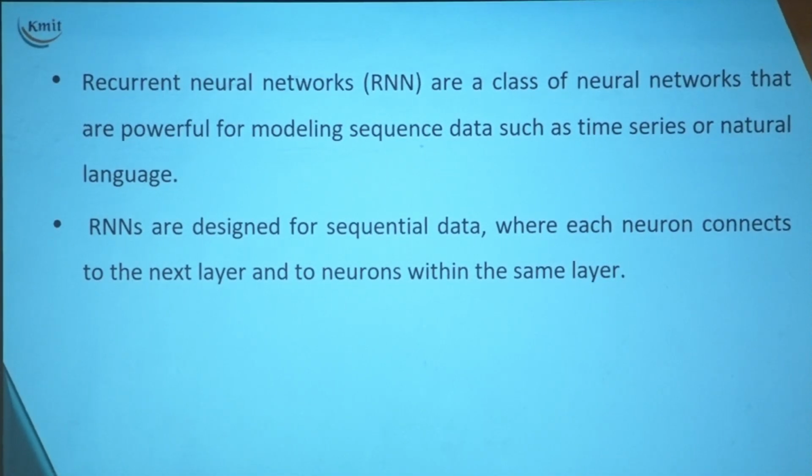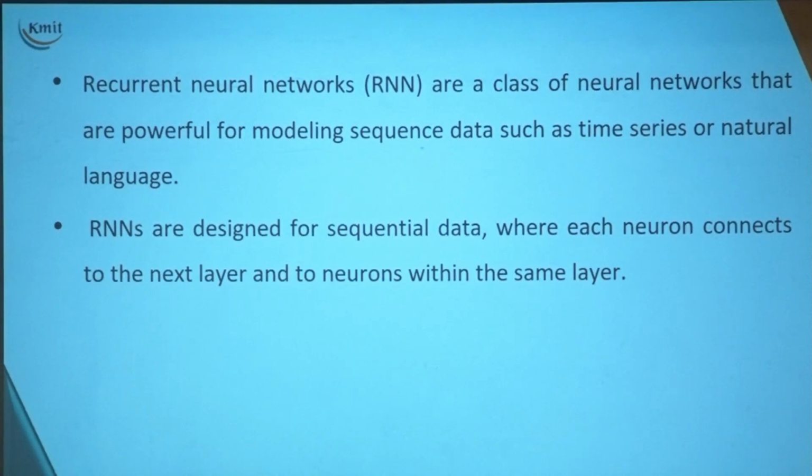So what is this now? Read the second definition for RNNs. RNNs are what? A class of neural networks that are powerful for handling what? Sequence data such as time series or natural language. Read that last point, which is very important. RNNs are designed for sequential data. We know this. Ahead of that, what is that? Each neuron connects to the next layer and to neurons within the same layer. What do you mean by this?